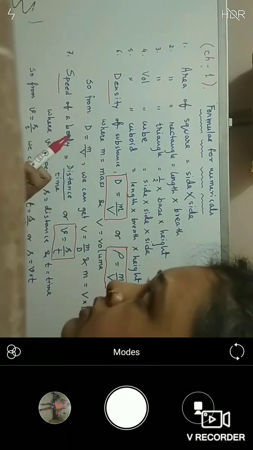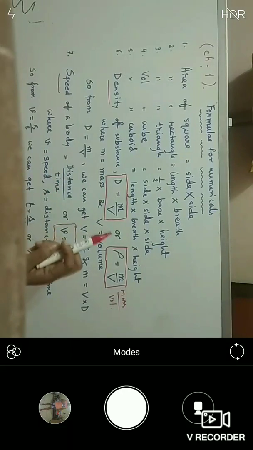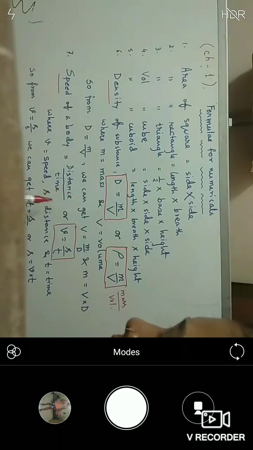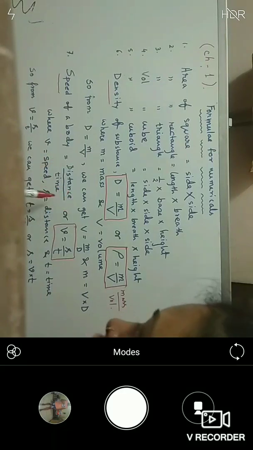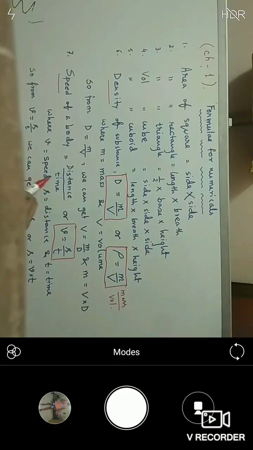What is speed? From the definition we get the idea about speed, that is, speed of the body is equal to distance by time. Distance traveled by the body divided by time. If we consider speed as V, then V equal to S by T, where V denotes the speed of the body.